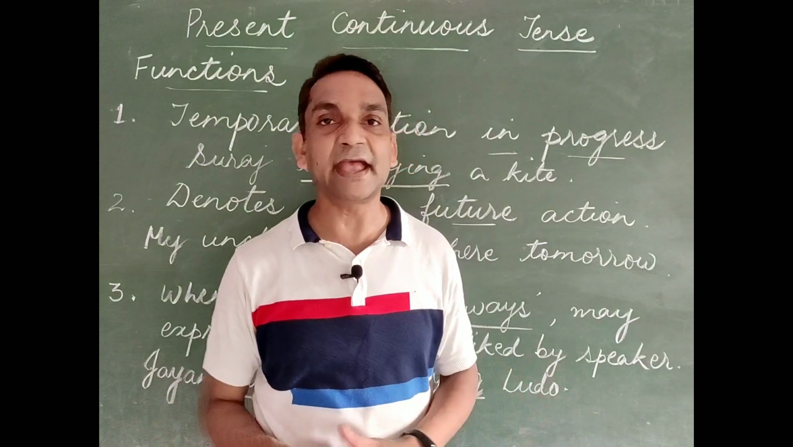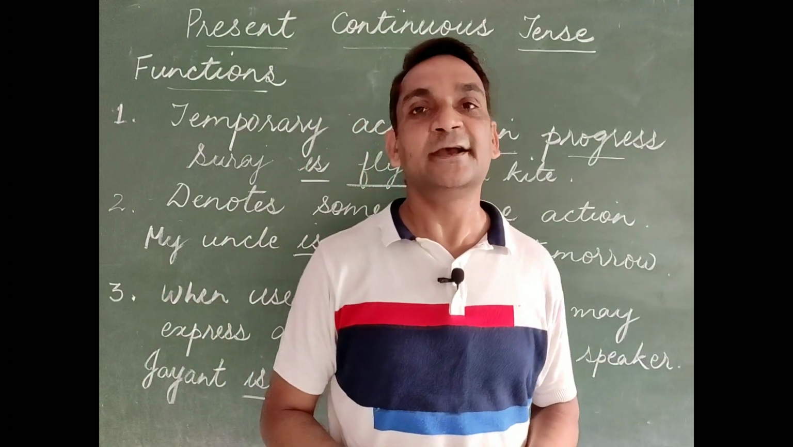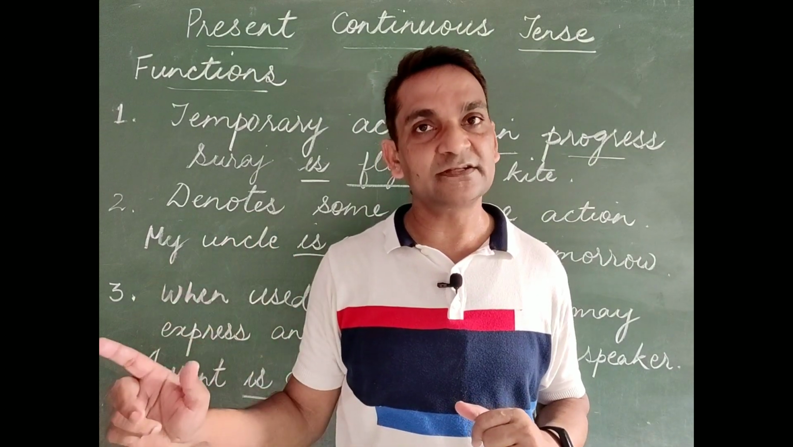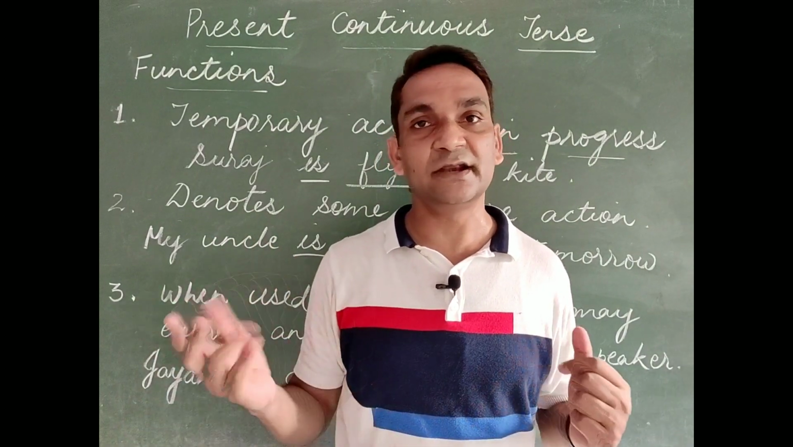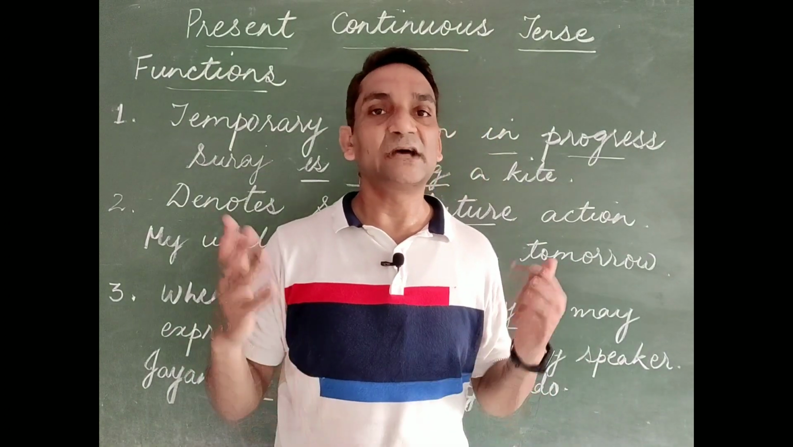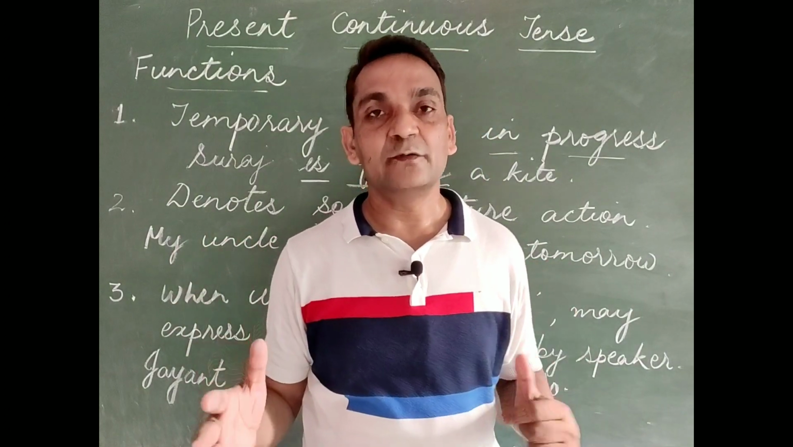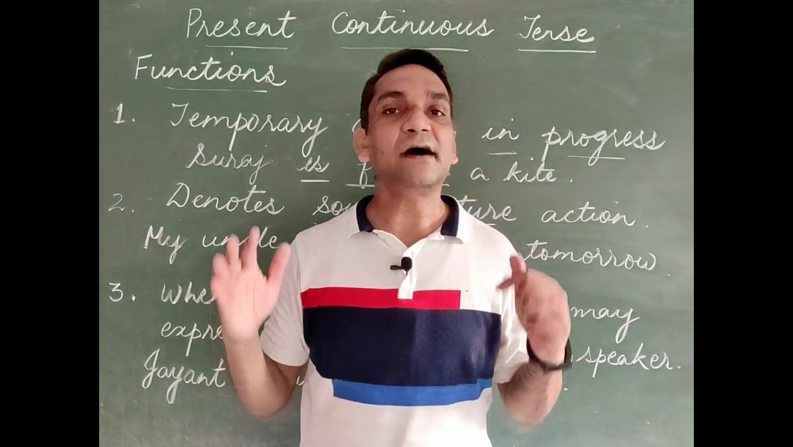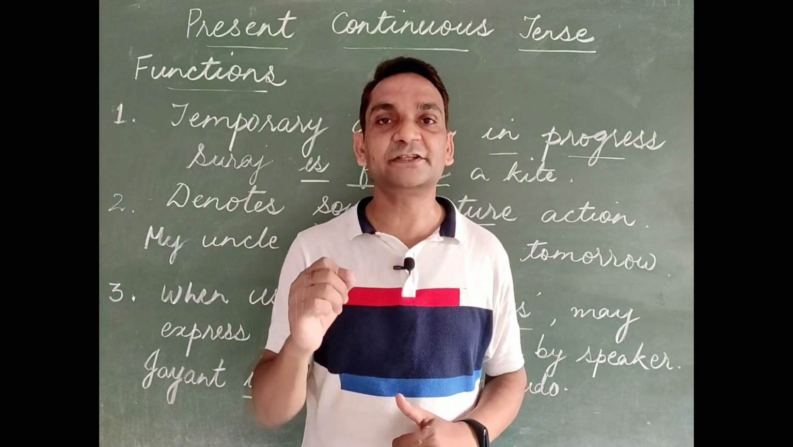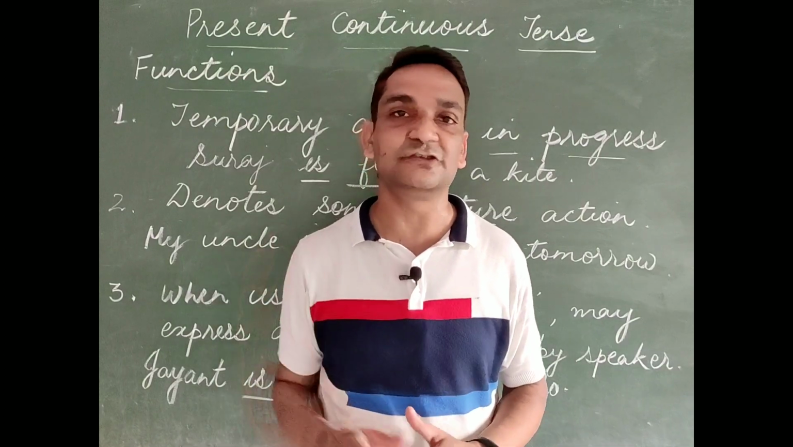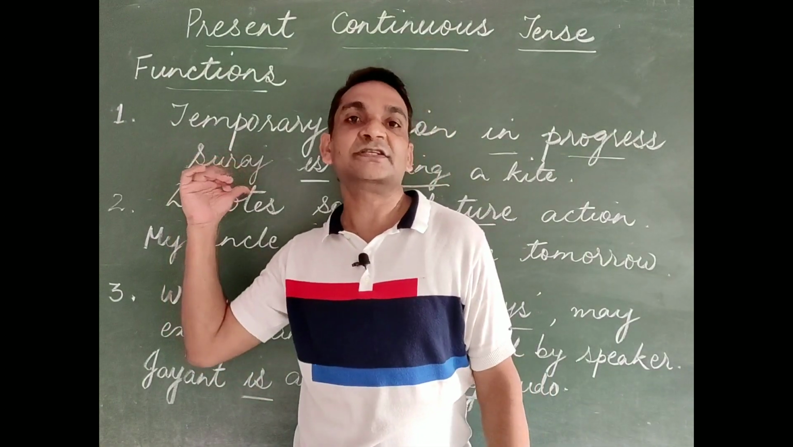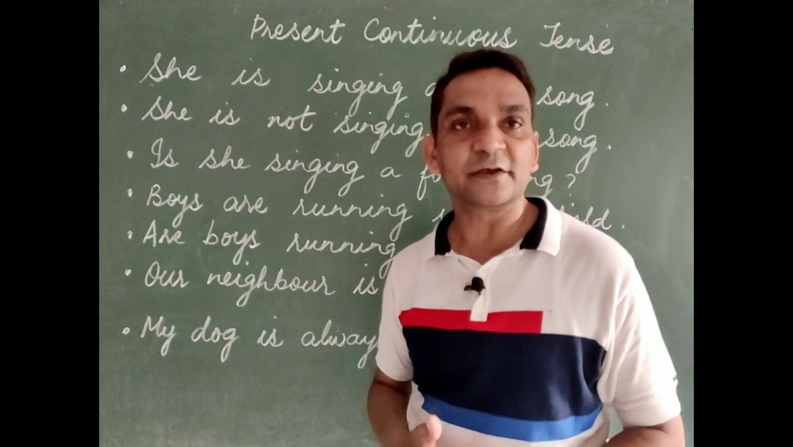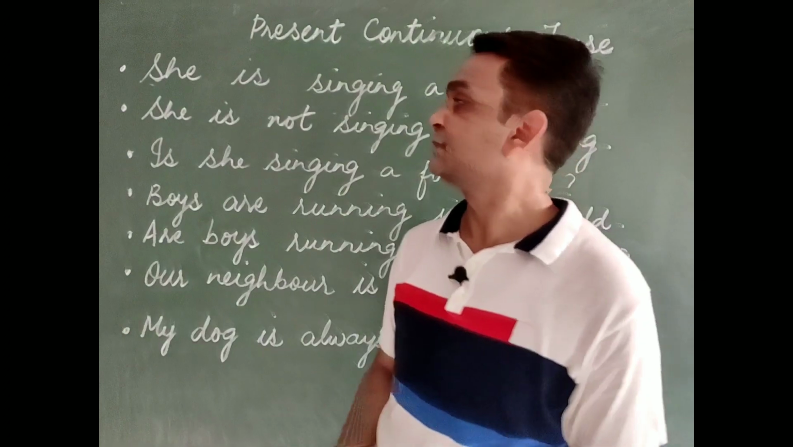Now just have a recap of present continuous tense. Helping verbs are is, am, are: is with singular subject, whether it is a pronoun or noun, am with I, and are with plural subjects, and main verb will be in the ing form, that is the first form or the present form with ing, and the functions are over here. Now let's have a quick recap of present continuous with the help of some examples.